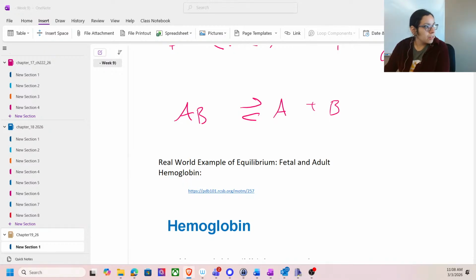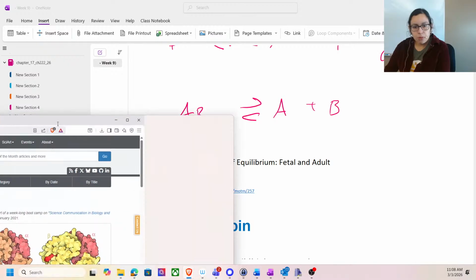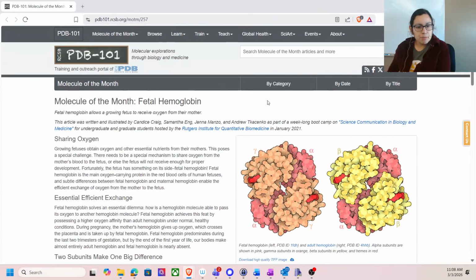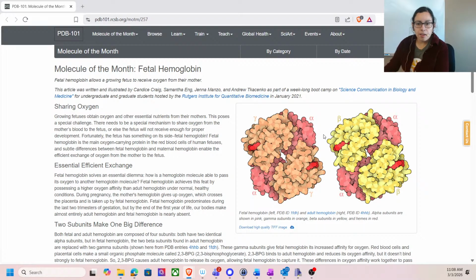And so just thinking of real world examples and relating to different proteins. Looking at fetal hemoglobin, this is interesting. I'm not much of a biological chemist, I think you guys have gathered that, but I still like looking at these structures here.